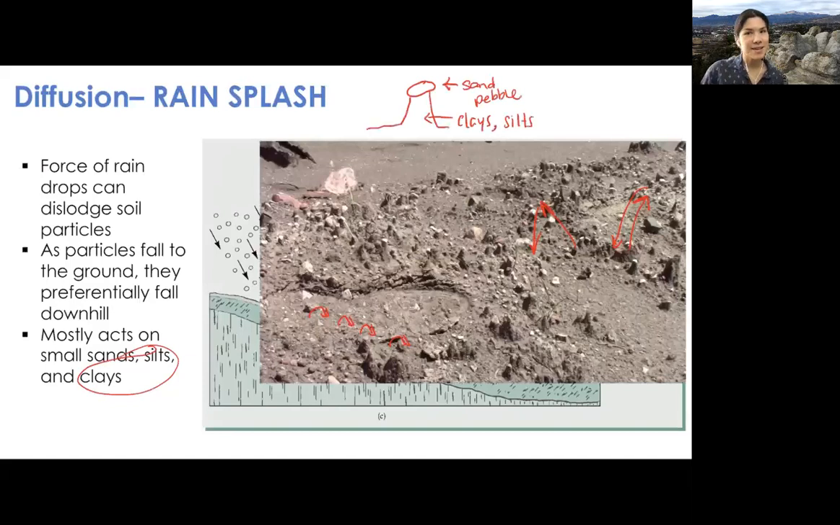And this is a really nice sign of rain splash, because originally the clays and silts were at the same level as that pebble. During that rain event, they were eroded away by rain splash down to their current level. However, all of the clays and silts under these pebbles were protected, kind of like those pebbles or sands were acting like umbrellas. So they don't move, and you get these pedestals forming.